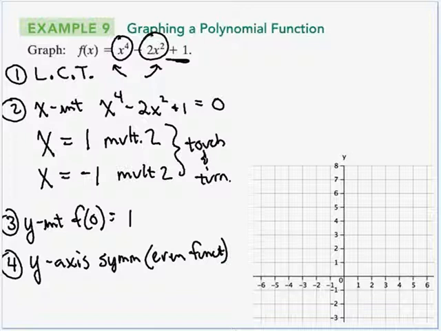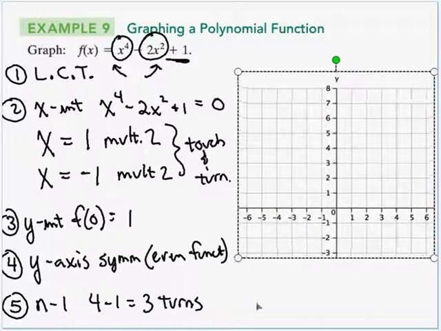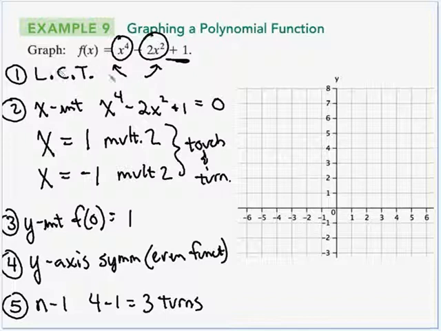And step 5, we should have n minus 1 turns. Our 4th power function is going to be 4 minus 1. So that should tell us our graph will have 3 smooth curves, 3 smooth turns. So let's see if we can put all this info together and come up with a graph. The leading coefficient test gave us our end behavior, up to the right, up to the left. Our x-intercepts were 1 and negative 1. Our y-intercept was positive 1.